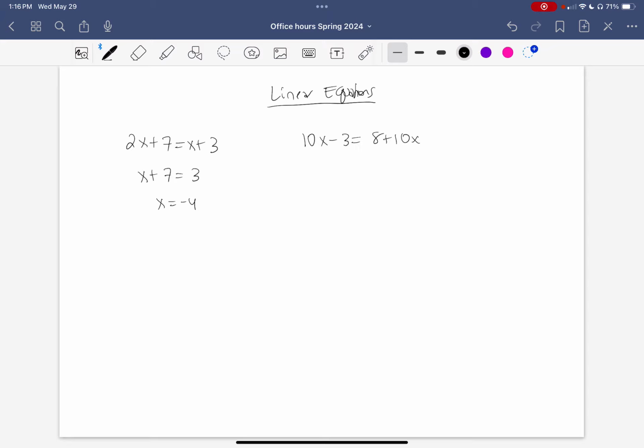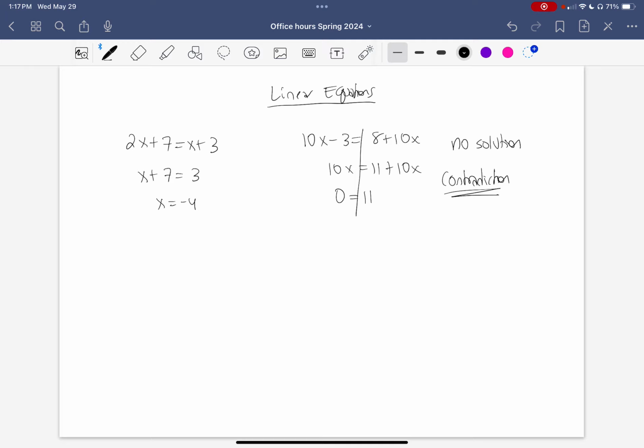So in this one, I will add 3 to both sides. I will subtract 10x from both sides, and I end up with the perplexing result of 0 equals 11. 0, of course, does not equal 11. This means the whole thing is nonsense. It means there is no solution. This is what we call a contradiction instead of an equation. Because no matter what x you plug in, you'll never get it to work.